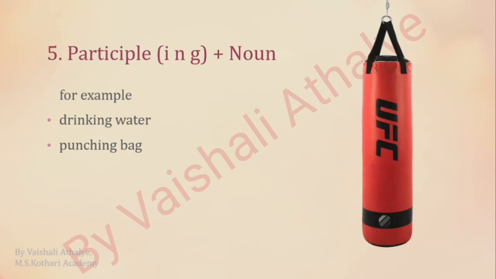The fifth way to form a compound word is a participle, that is a present participle with ing, and a noun. Here are two examples like drinking water, punching bag.